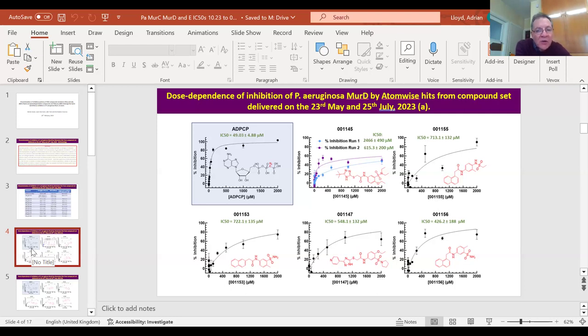With MurD, for the other compounds, the data are subject to some degree of scatter. But what we're seeing for all the compounds that we've tested are IC50s that range between about 200 up to around 700 or 800 micromolar.